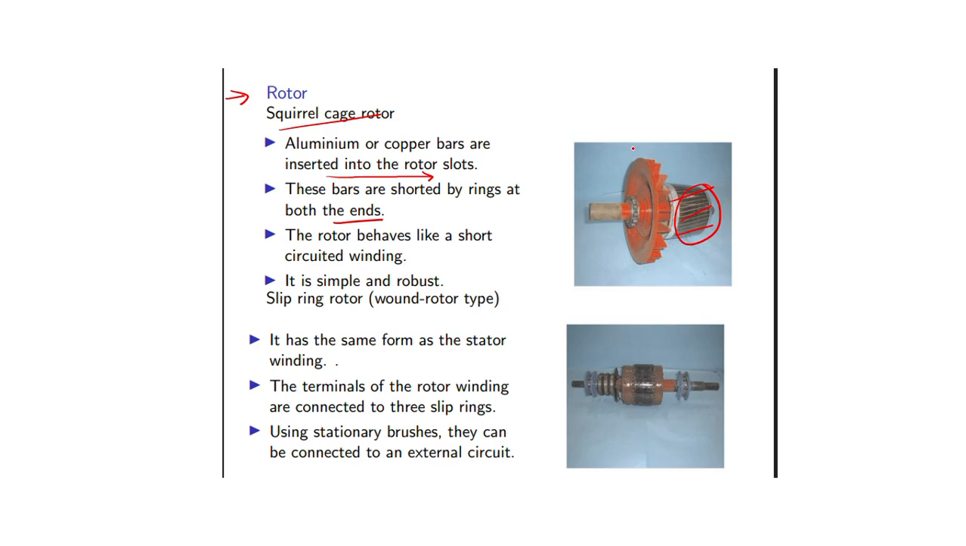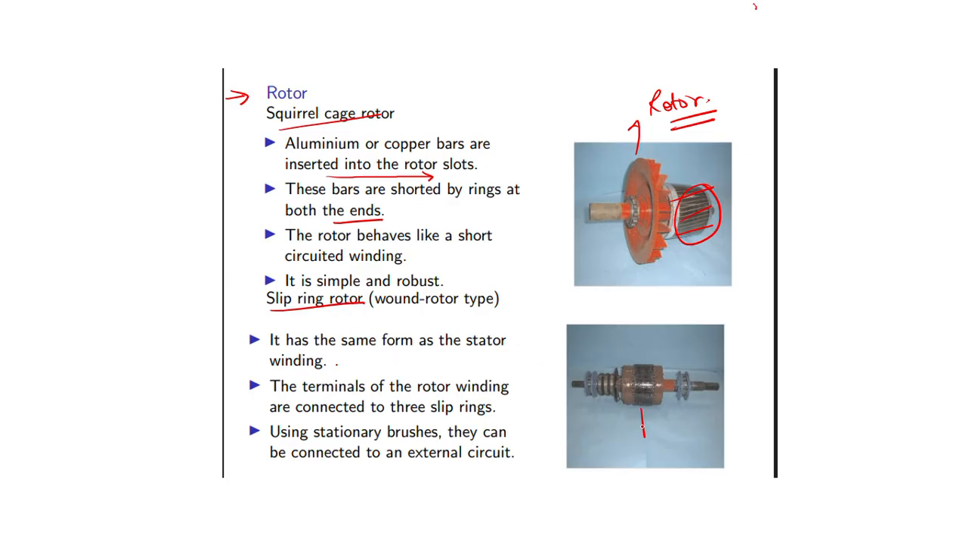So this is a rotor part, okay? This is a rotor. There is no winding in the rotor. But in slip ring, I think this is the slip ring rotor. We have a winding in this, okay?